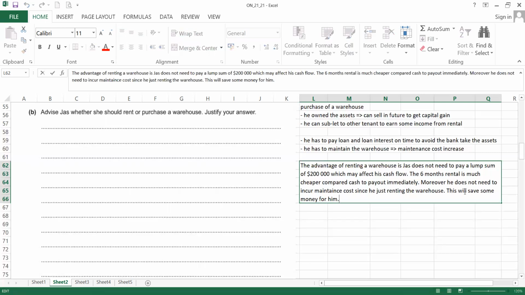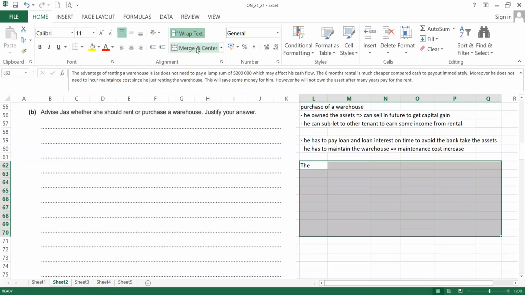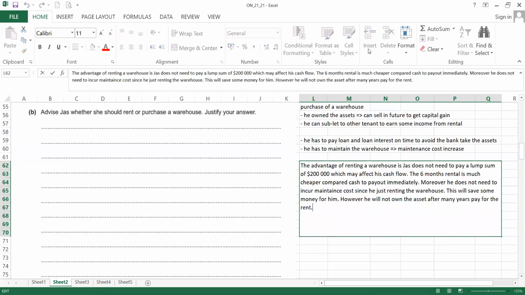But the disadvantage, however, is that you will not own the asset even after many years of paying for the rent. So this is a disadvantage. Okay, now come to the purchase.